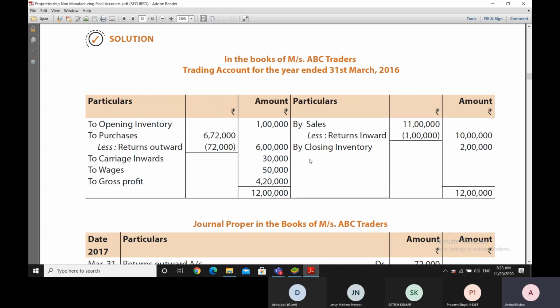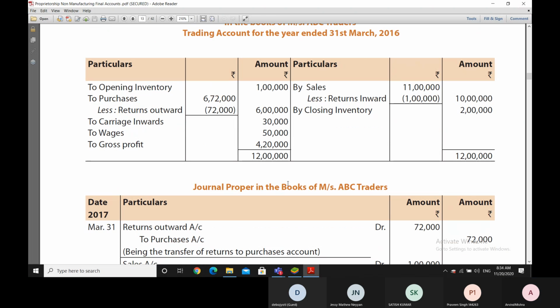And finally, the difference between the credit side and the debit side. If the credit side is more, then it is a profit, and if the debit side is more, then it is a gross loss. So here we have a gross profit of 4,20,000 rupees. It's a credit balance that is being put on the debit side, and this gross profit will move to the profit and loss account.